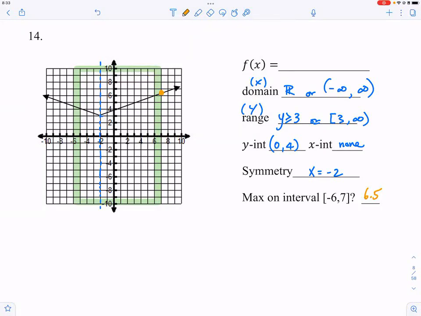When x is 7, it has the maximum y value, and therefore we will write down the y value. If you look at the other side of the graph, when x is equal to -6, you only have a 4.5. So that's why the maximum is at 6.5. So just look at the indicated interval.